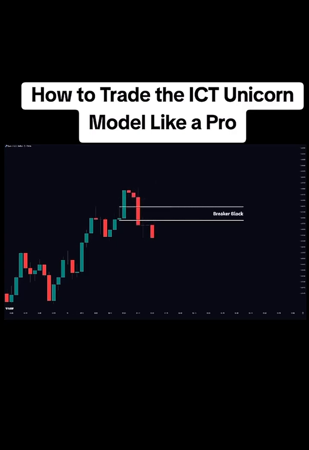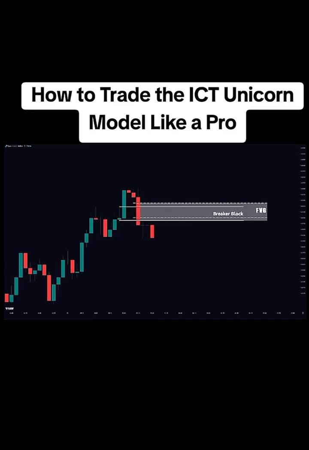It turns the zone into a breaker block, flipping its role. The bearish move that broke below this demand area also created a fair value gap, signaling strong bearish momentum. Individually, the bearish FVG and the breaker block are valuable trading zones. However, when they overlap, they form a high confluence trading zone, making it a critical area to watch due to its increased significance.